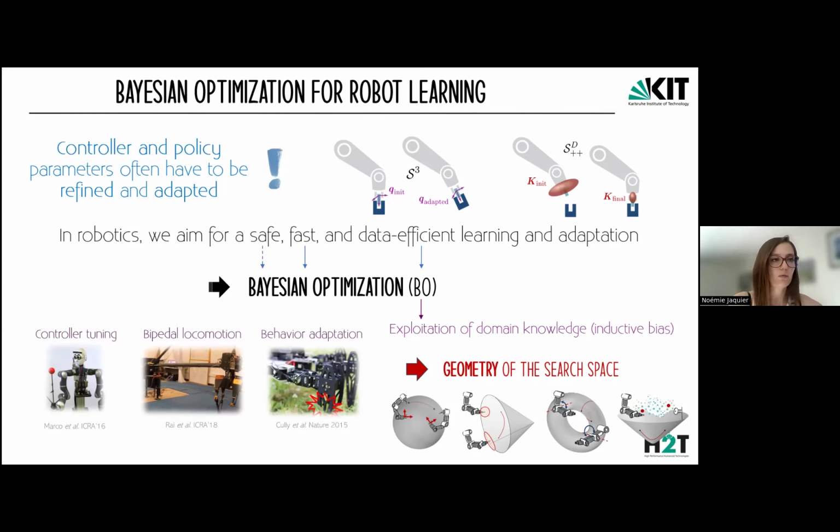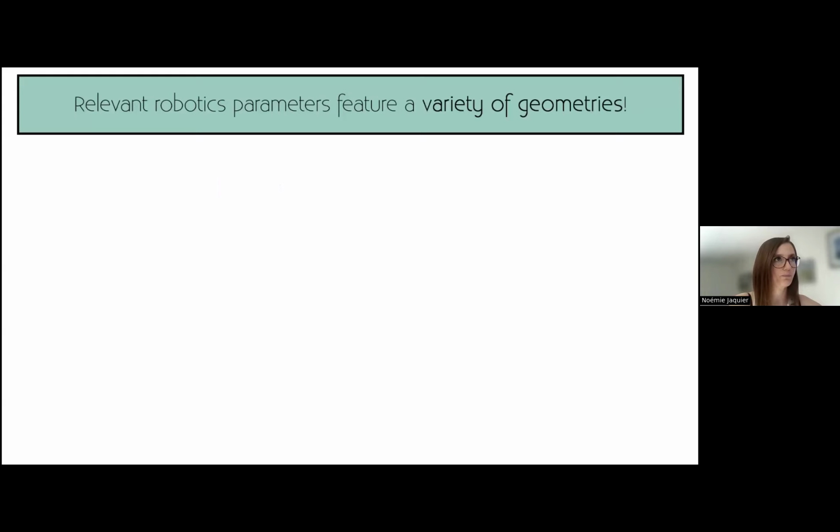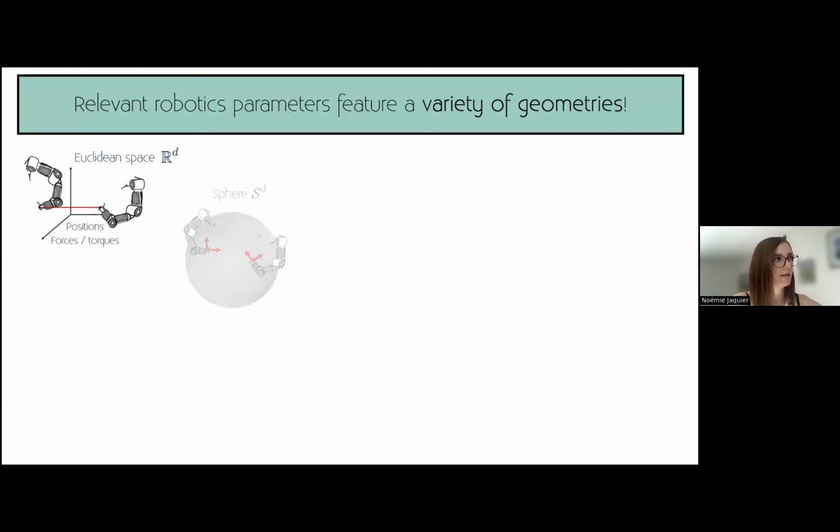So what we can do is to take the geometry of the search space as inductive bias and to improve the performance of Bayesian optimization. So to give you a few examples of robotic parameters that feature such types of geometries. First of all, we have the classical Euclidean space, which I think all of us know and work with all the time. So we use this to represent position, forces, and torques, among others.